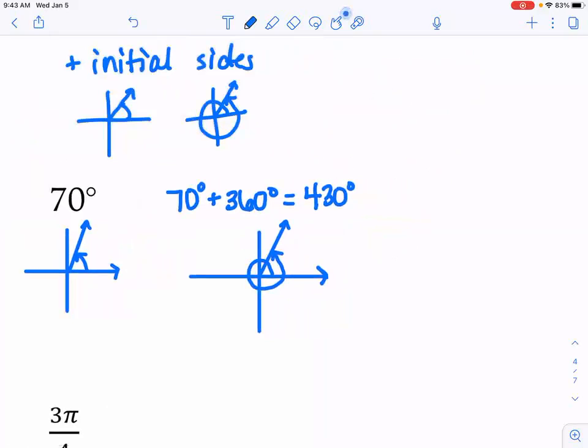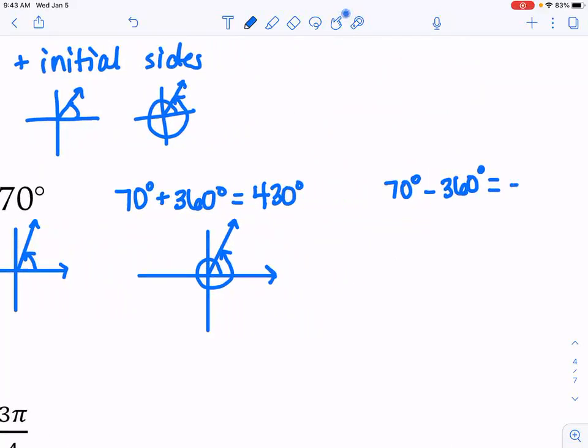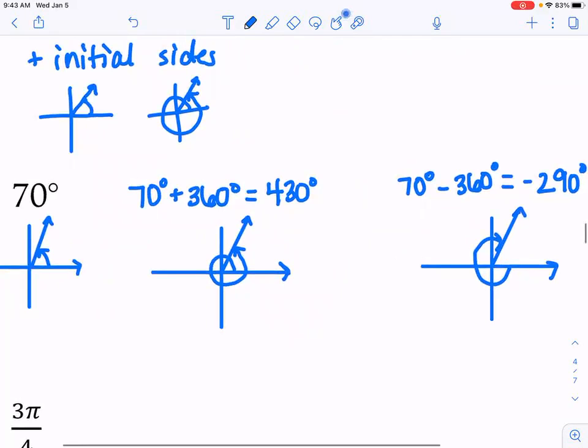All right. Now we could even go the other way. We could take 70 degrees and we could rotate in the negative direction. So I could take 70 degrees and go the negative direction 360 to get negative 290 degrees, which would have the same initial and the same terminal side, but we would be rotating in that negative direction. Notice how all three of these angles have the same initial and terminal side. They all just have different amounts or directions of rotation.